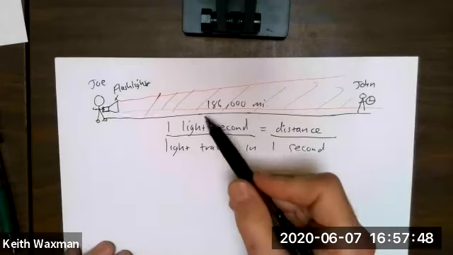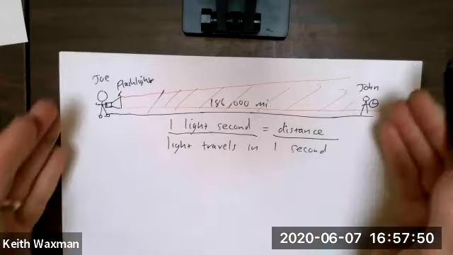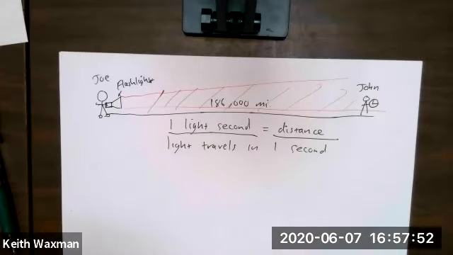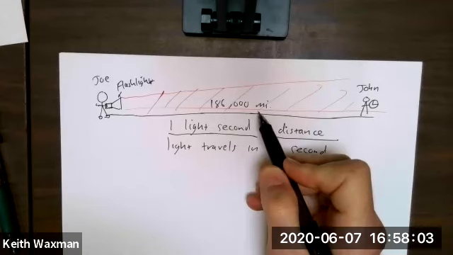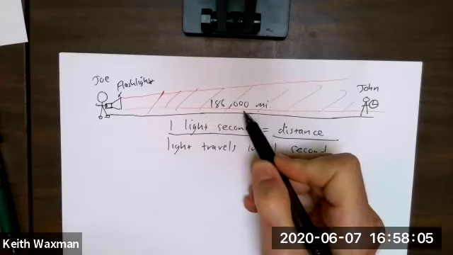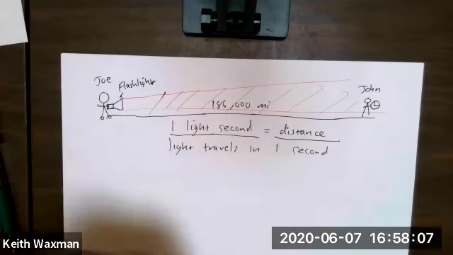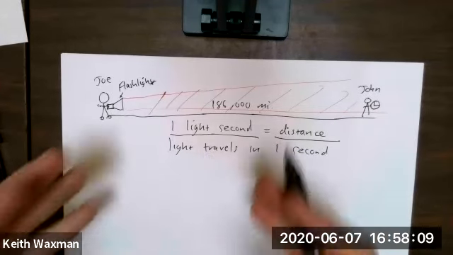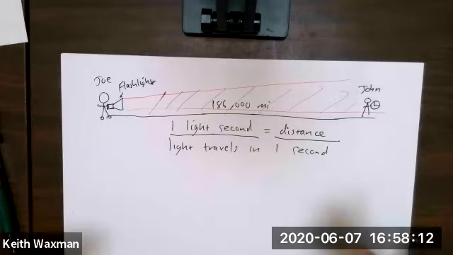So now look at this. Instead of writing 186,000 miles, you can write 1 light second. Isn't it easier to remember the number 1 than 186,000? I bet you said the number 1 today at some point. I bet you didn't say 186,000 at any point today until maybe we wrote it down here. So it's a less cumbersome way to write this distance. Instead of miles, you write it in light seconds, 1 light second.